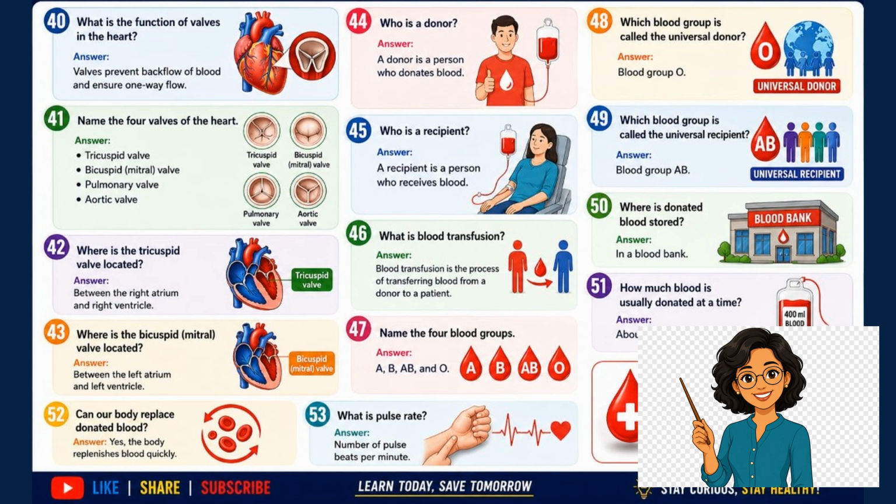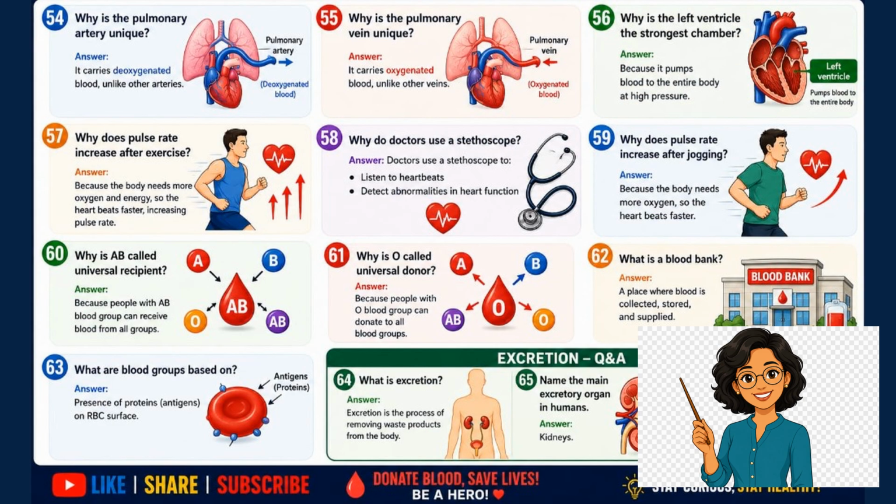Lock these in. O is the universal donor, AB is the universal recipient, about 400 milliliters are donated at a time, and the donated blood is stored in a blood bank. This page is full of conceptual why questions, the kind examiners love. We will also start the excretion topic.